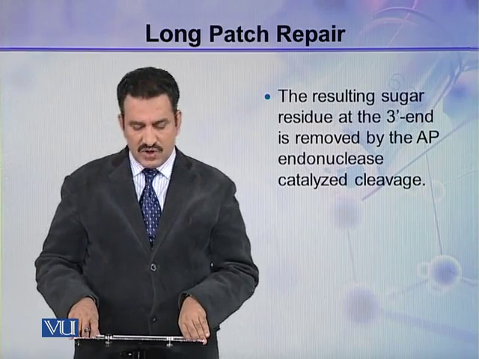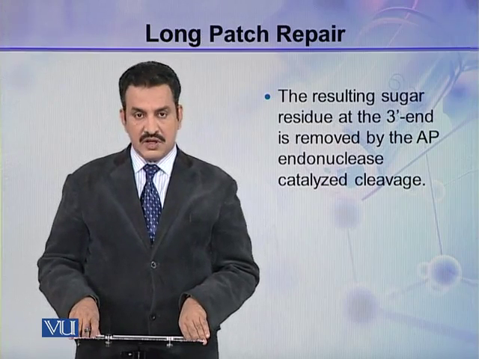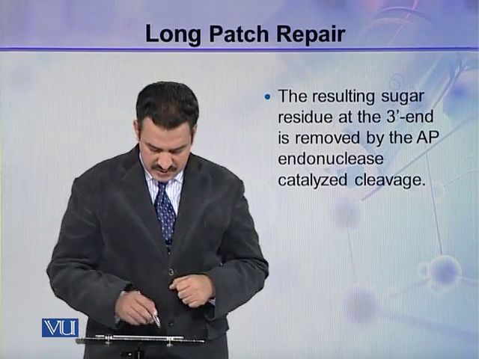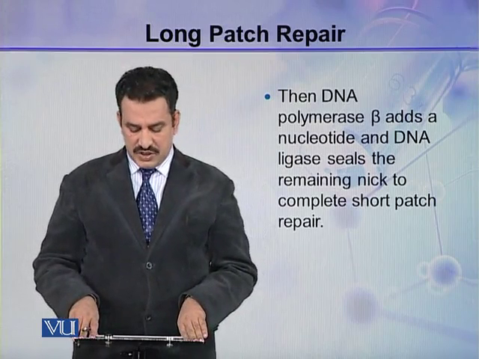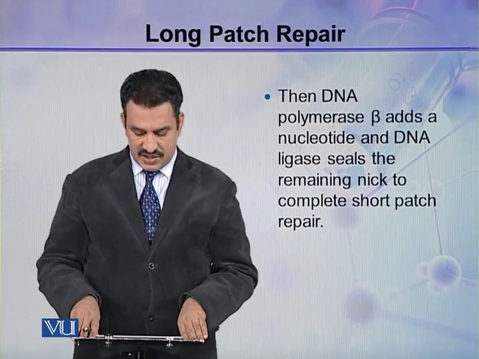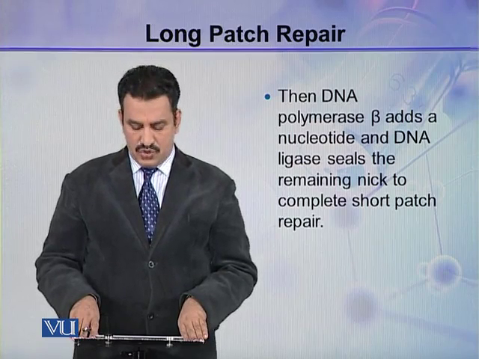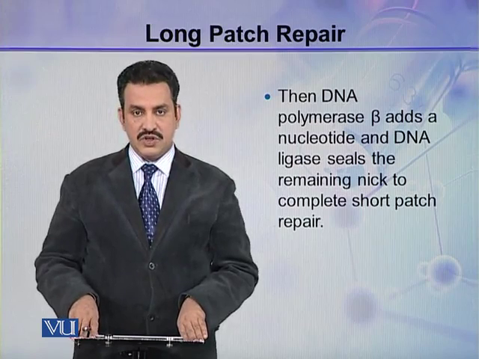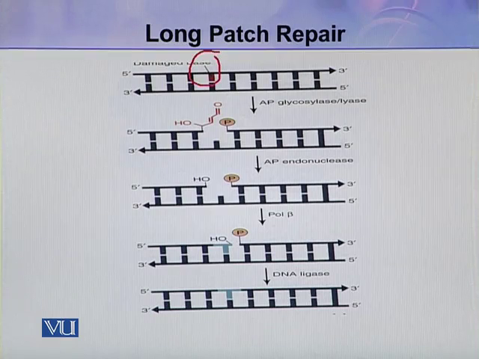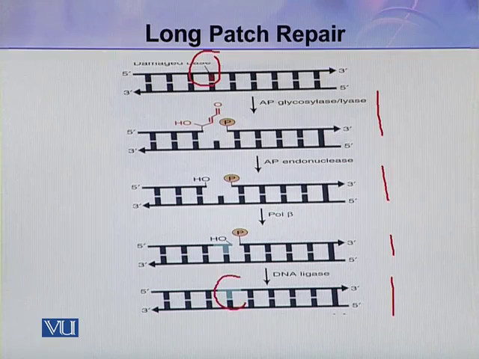So AP endonuclease cleaves the sugar remaining at the 3' end. Then DNA polymerase beta adds a nucleotide and DNA ligase finally seals the remaining nick to complete the short patch repair. So here you can again see the same pathway. This is the damaged base, and after a number of steps it is completely repaired with a new nucleotide here.